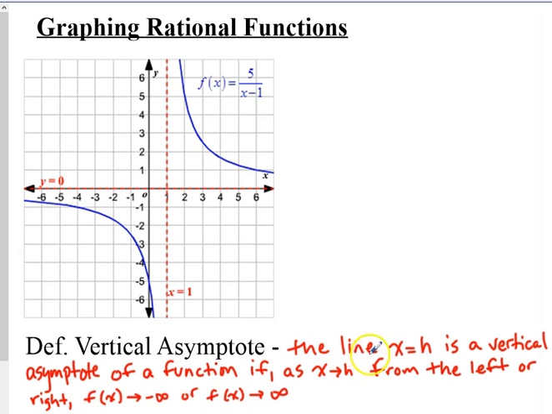Okay, so it's a line of the form x equals h, a constant, such that as x approaches h from the left, like as we're coming along and approaching this vertical line from the left, or the right, coming along to the right, the y values of this rational function either approach negative infinity or approach positive infinity. And that's how we express it. F of x approaches infinity with this little arrow.